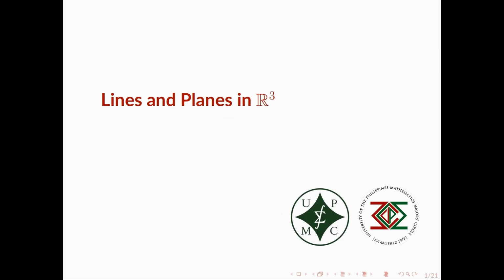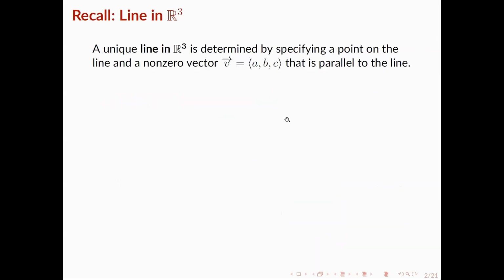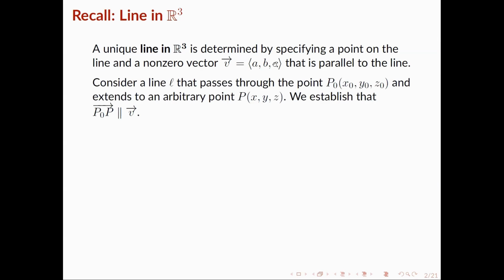Good day, everyone. Welcome. For today, we're going to discuss and review lines and planes in R3. So, first recall the concepts. A unique line in R3 is determined by specifying a point on the line and a non-zero vector v = ⟨a, b, c⟩ that is parallel to the line.